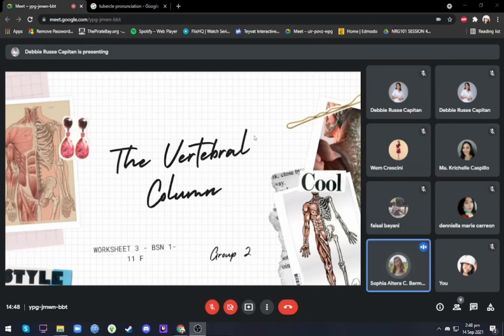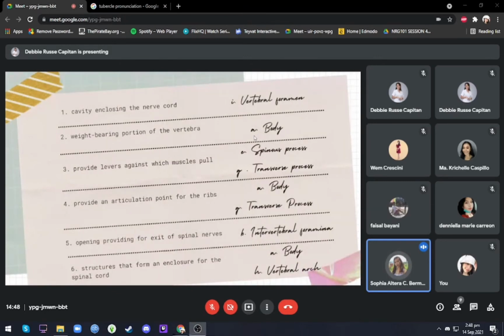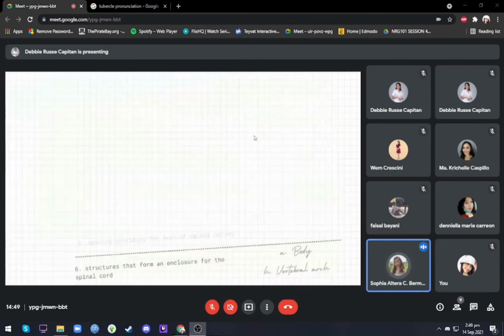Proceeding to the vertebral column, our answer for number 1 is letter I, the vertebral foramen. Our answer for number 2 is letter A, the body. Our answer for number 3 is E and G, the spinous process and transverse process. Our answer for number 4 is A and G, the body and transverse process. Our answer for number 5 is intervertebral foramina. And for the last number, it is A and H, the body and vertebral arch.